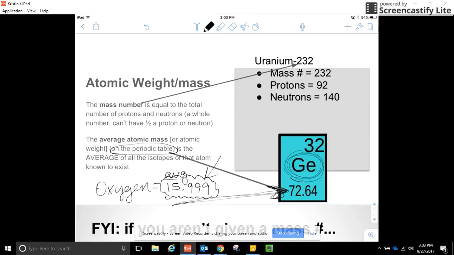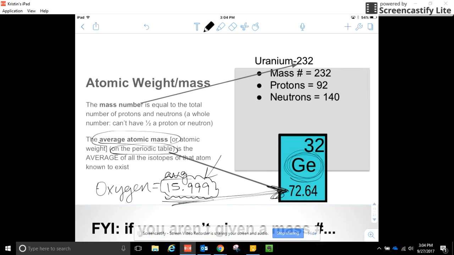So when we look at that average atomic mass, we're usually not going to get a whole number because almost every element that exists in the universe has a couple different versions of itself that have different weights. So remember that average atomic mass that we see on the periodic table is going to be that average of all the atoms that exist.